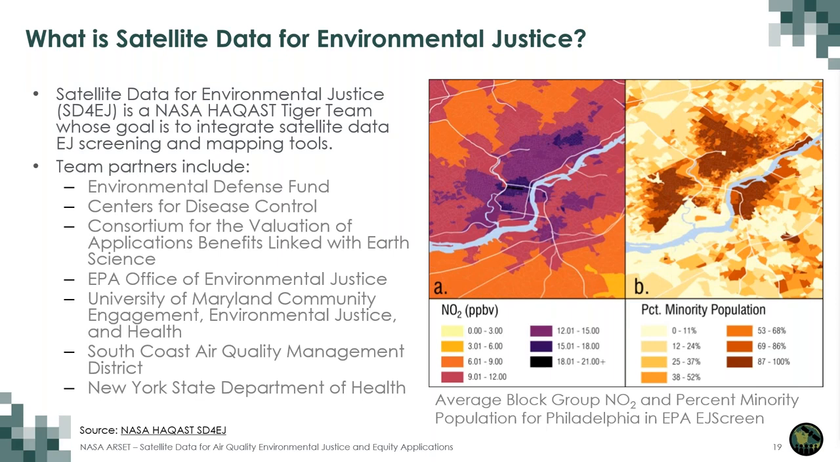The goal of this team is to integrate satellite data into existing mapping and screening tools, which support environmental justice applications. To do this, the team includes many partners in federal, state, university, and nonprofit organizations. And you'll see several examples of how satellite data have been integrated into these organizations' tools in this training.